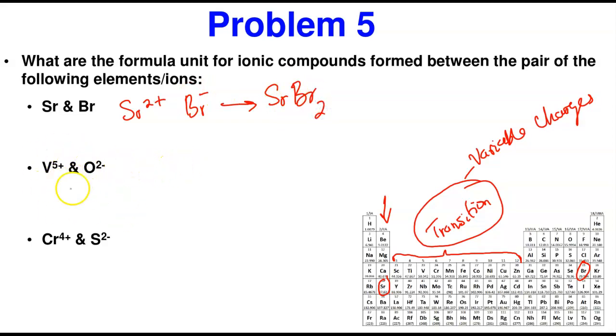Let's look at this one. Now for this one, vanadium is here, element number 23. It has variable charge, so I have to specify. That's why I did this. And oxygen is 2 minus. So what do I do? Just swap their charges. That will help. And this will go to this. And what do we have? What we simply have is V2O5.